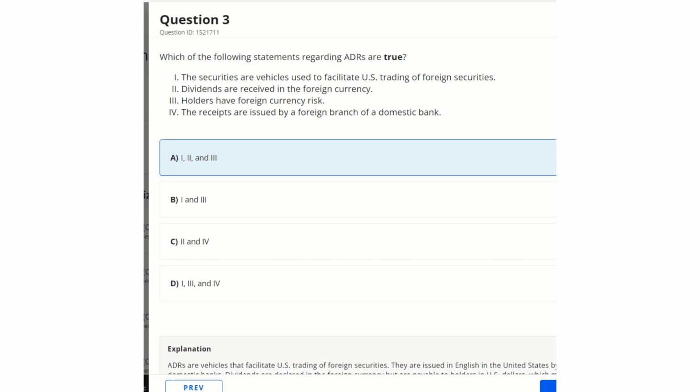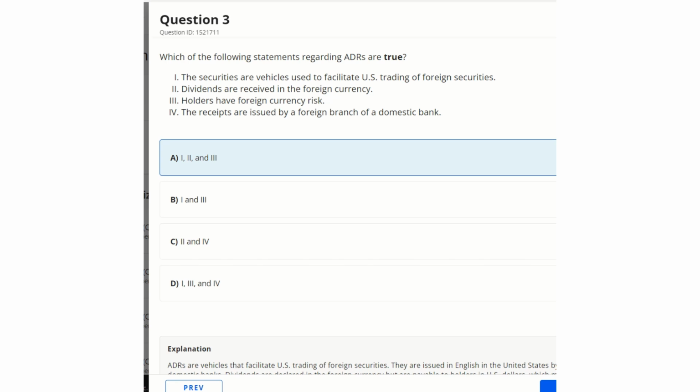Which of the following statements regarding ADRs are true? 1, securities are vehicles used to facilitate U.S. trading in foreign securities. 2, dividends are received in the foreign currency. 3, holders have foreign currency risk. Or 4, the receipts are issued by a foreign branch.